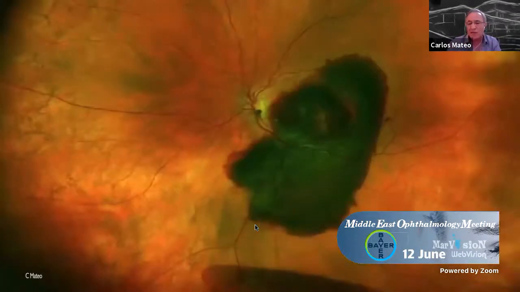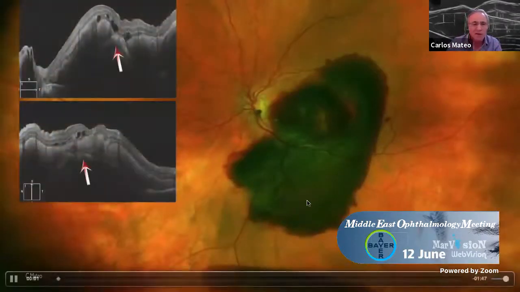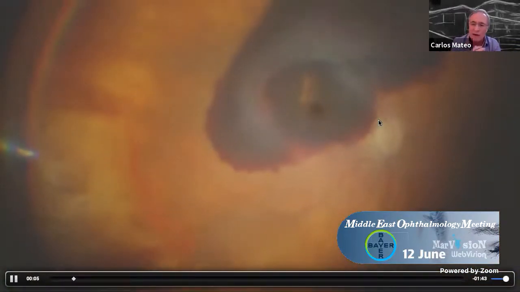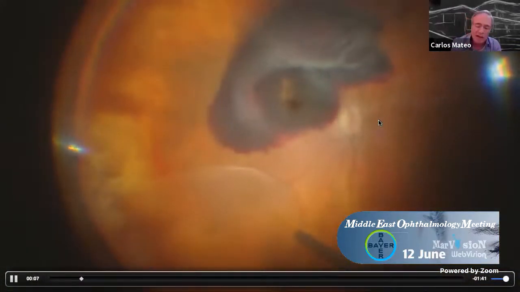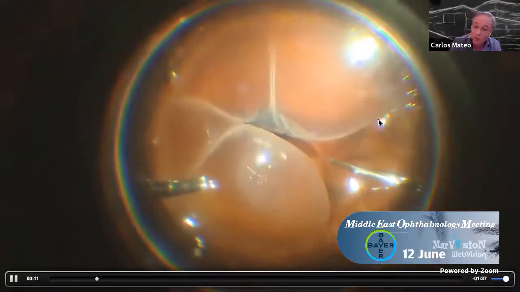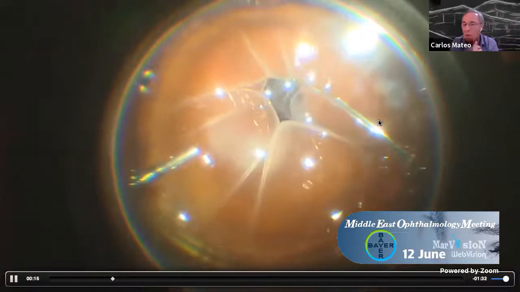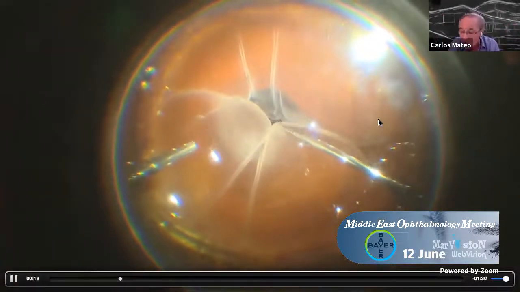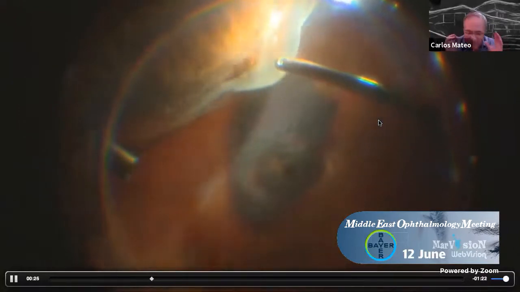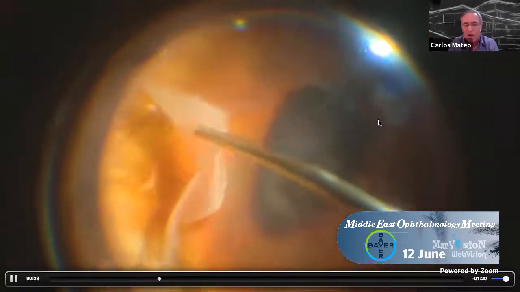This is the case, the other eye previously affected. And look at this, again, this is mainly a sub-RPE hemorrhage, and then we detach the retina with a 41 gauge cannula. We do a fluid exchange to detach the posterior pole and try to detach the clot from the retina. As you can see, the clot remains attached to the retina, and then we cut the retina as peripherally as possible, at the ora serrata.